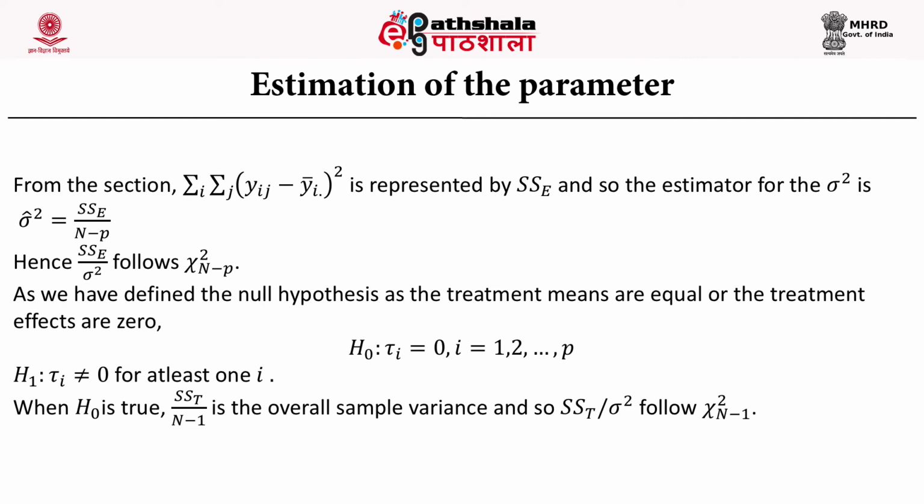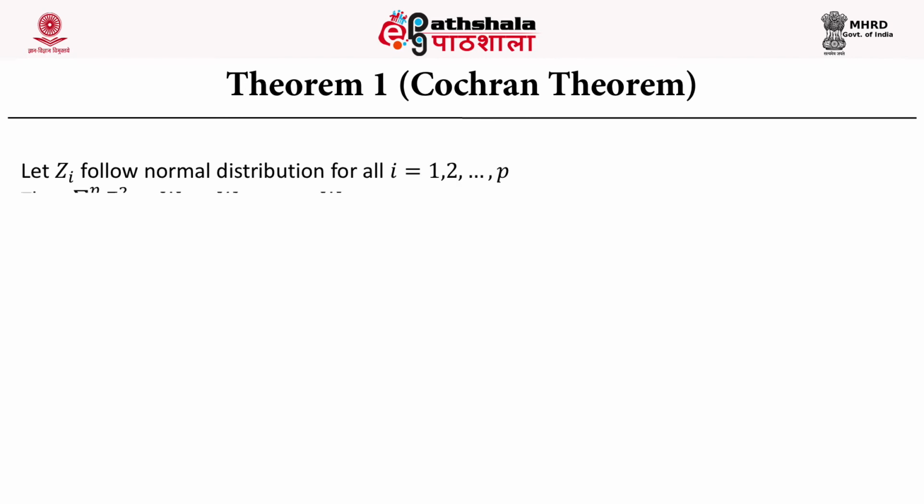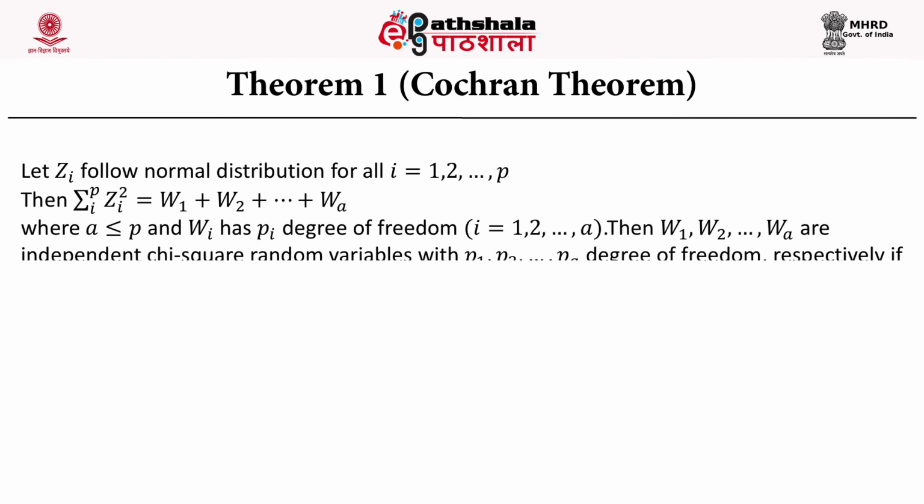When H naught is true, SST, the total sum of squares, divided by n minus 1 is the overall sample variance, and SST upon sigma square follows chi-square with n minus 1 degrees of freedom. Now in this section we discuss an important theorem, that is Cochran's theorem. It is essential for understanding the F statistic, and for how we apply this theorem in the construction of the ANOVA table.